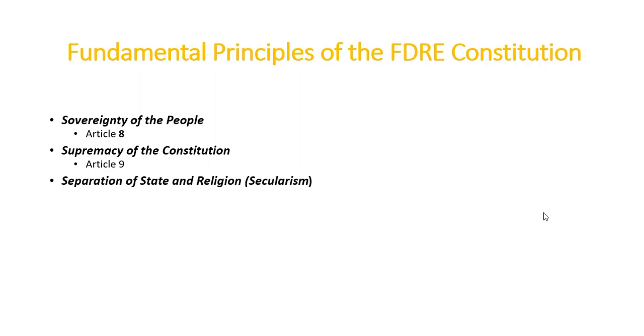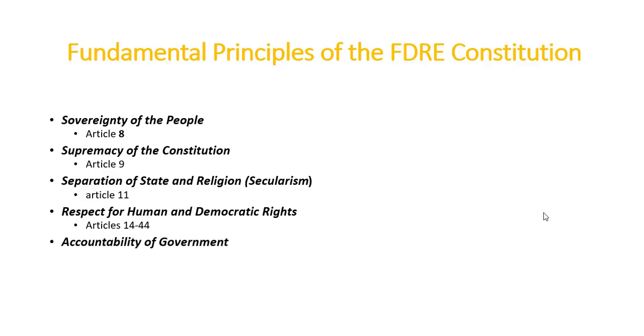Third, separation of state and religion, or secularism. In the long history of Ethiopia, state and religion were inseparable entities. However, today, according to Article 11 of the Federal Democratic Republic of Ethiopia Constitution, state and religion are separate, there is no state religion, and a religion cannot interfere in the affairs of the state. Fourth, respect for human rights and democratic rights. Human and democratic rights in present-day Ethiopia have legal protection and are stated in Articles 14 to 44 of the Constitution.